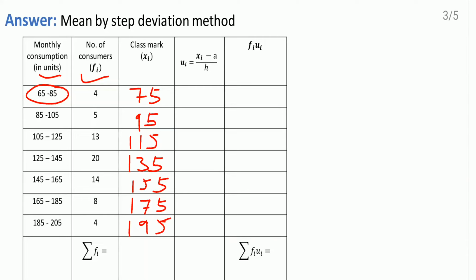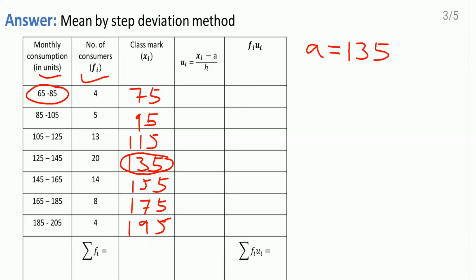Now we need to choose A. A means the assumed mean. Somewhere from the xi's you are going to choose it. The value is supposed to be somewhere in the middle. So 135 comes at the middle place. You can take any value, but for the calculation purpose, take the middle value. That is more comfortable. So A is 135 here.